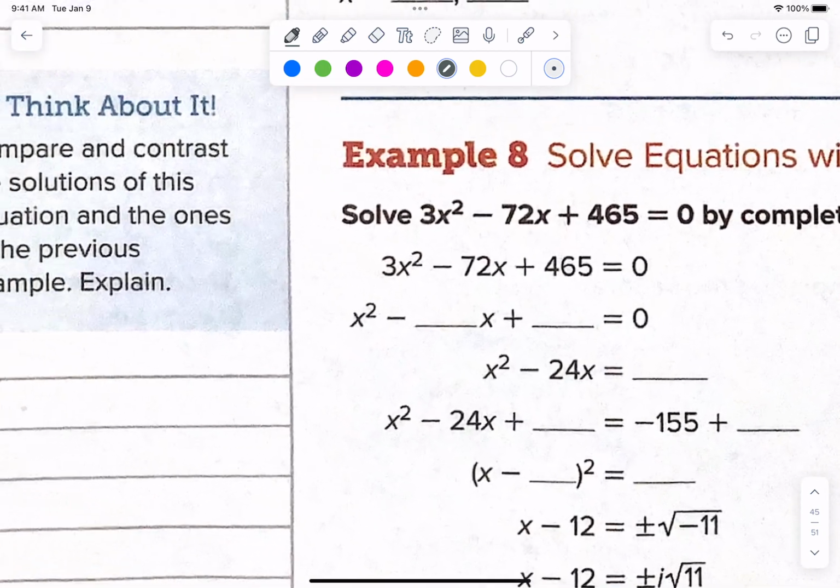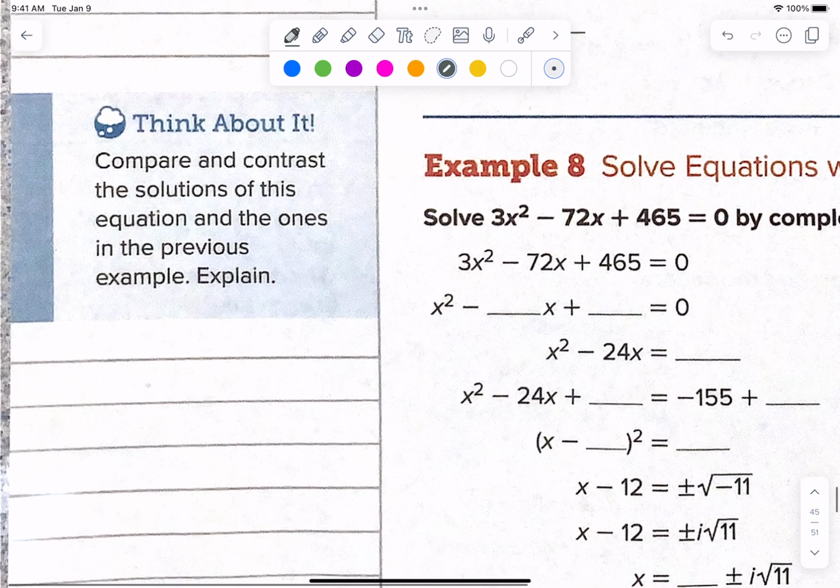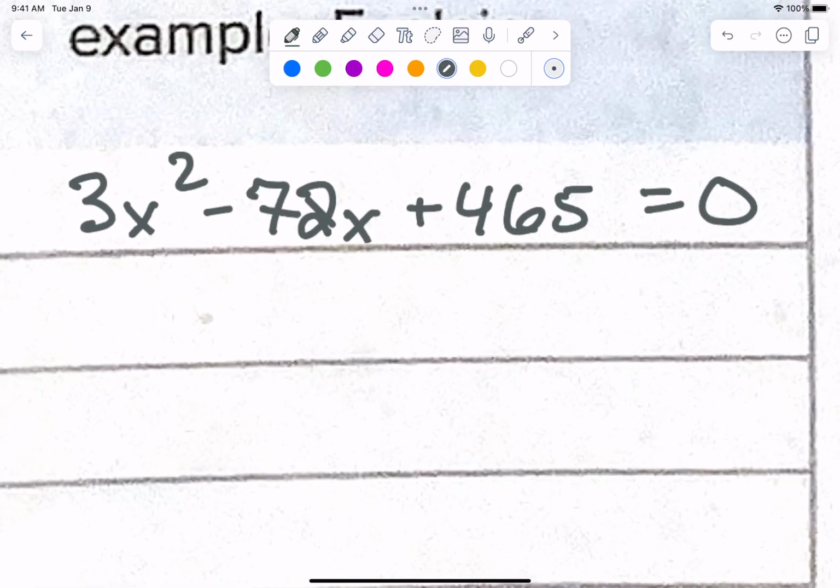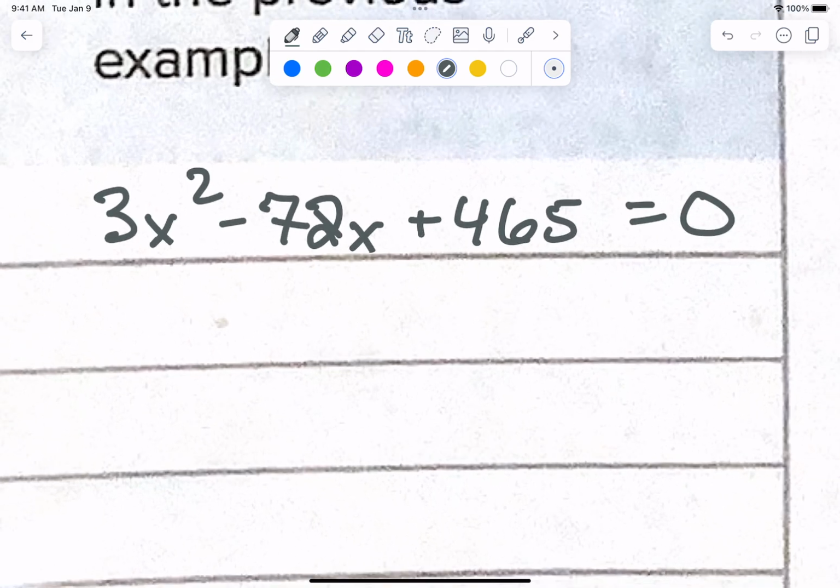Yeah. Let's go to this one. Example 8. And then we'll do 22 together. Okay? All right, so this one here is 3x squared minus 72x plus 465 equals 0. Okay, here's what we're starting with. This is example 8. This is the last example, and then we'll do a homework problem, and then we'll be done. Okay?